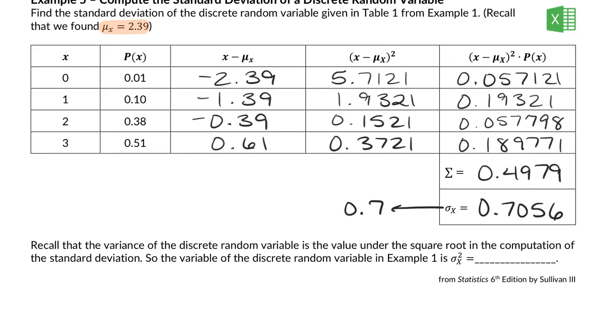One last thing here, remember that the variance of a discrete random variable is the value underneath the square root in the computation of standard deviation. So if you're asked for the variance, you want this number. That is the variance. So the variance of the discrete random variable in example 1, which is a squared value, sigma squared, is 0.4979.